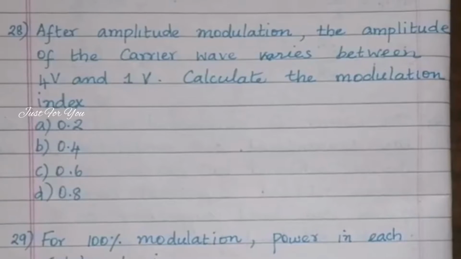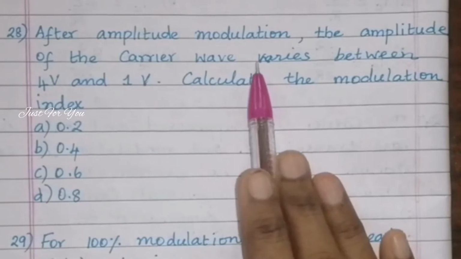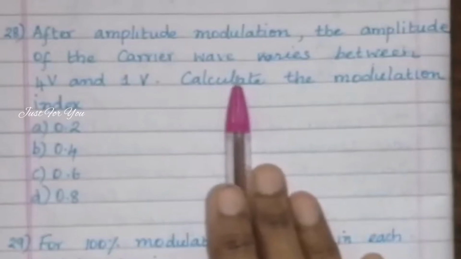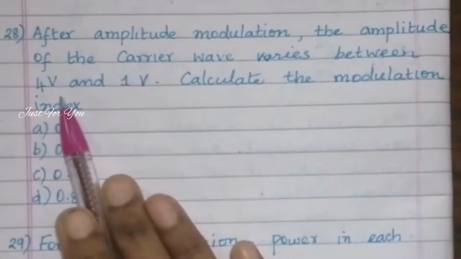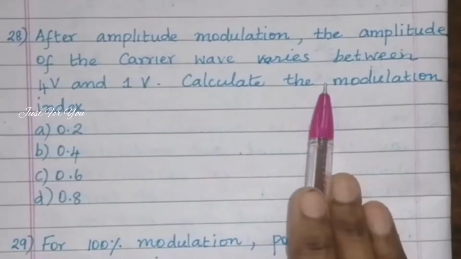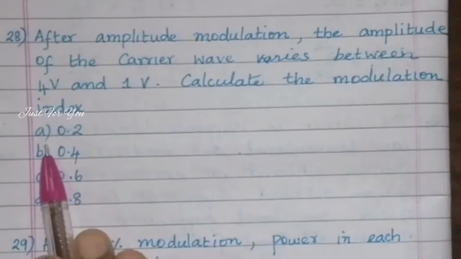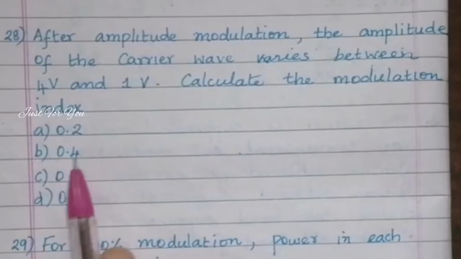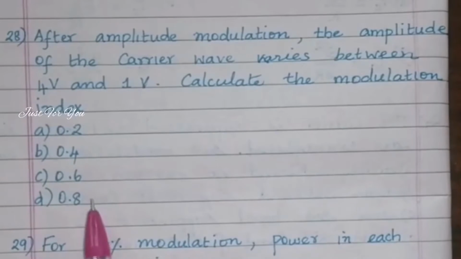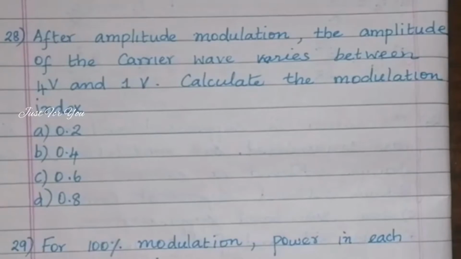Next question is, after amplitude modulation, the amplitude of the carrier wave varies between 4 volt and 1 volt. Calculate the modulation index. And 4 options are given. Option A 0.2, option B 0.4, option C 0.6, option D 0.8.